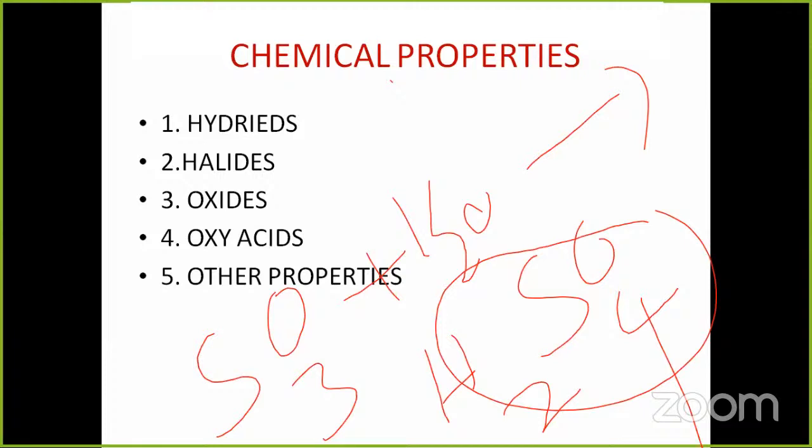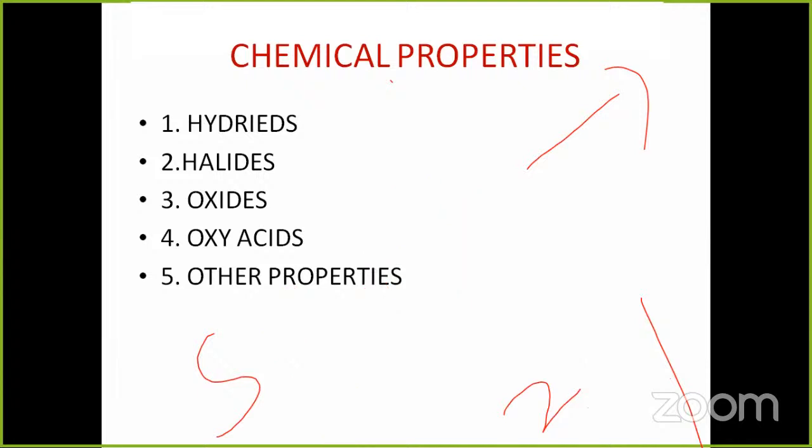And next, other properties. If there are any individual properties in that group, that extra information is called other properties. So this is the general information. Every group must and should follow these properties. We have discussed both physical properties and chemical properties.